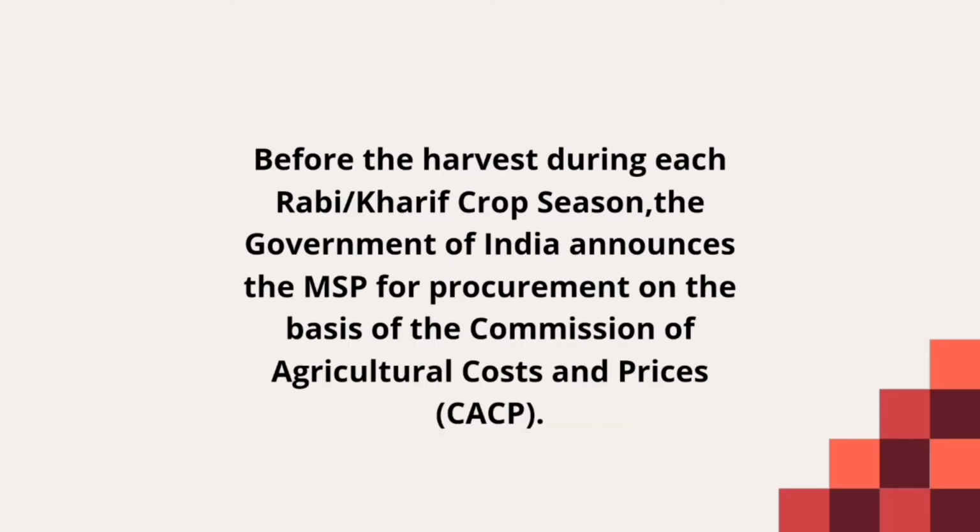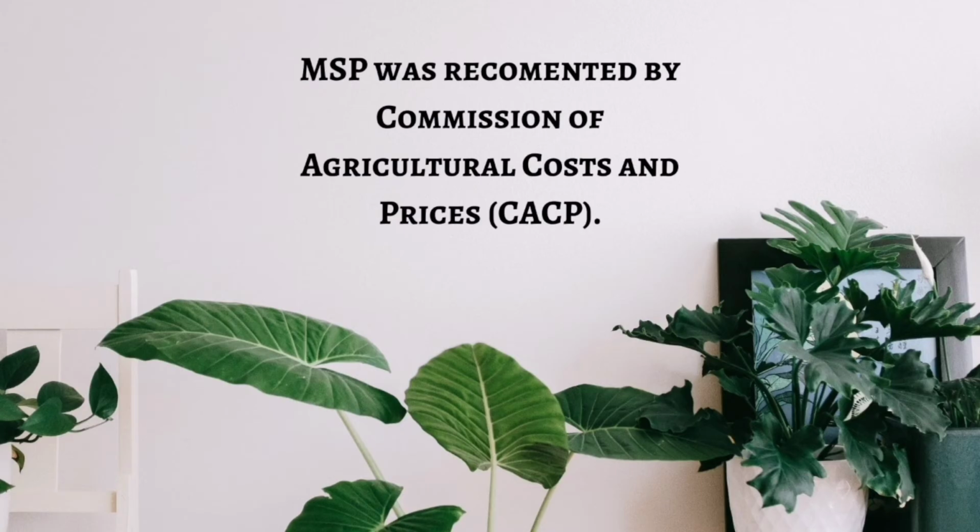Before the harvest during each Rabi or Kharif crop season, the Government of India announces the MSP for procurement on the basis of the recommendation of the Commission for Agricultural Costs and Prices, that is known as CACP. Currently, rates are fixed for 23 crops, including 6 crops during the upcoming Rabi or winter season, for which sowing will begin in October.